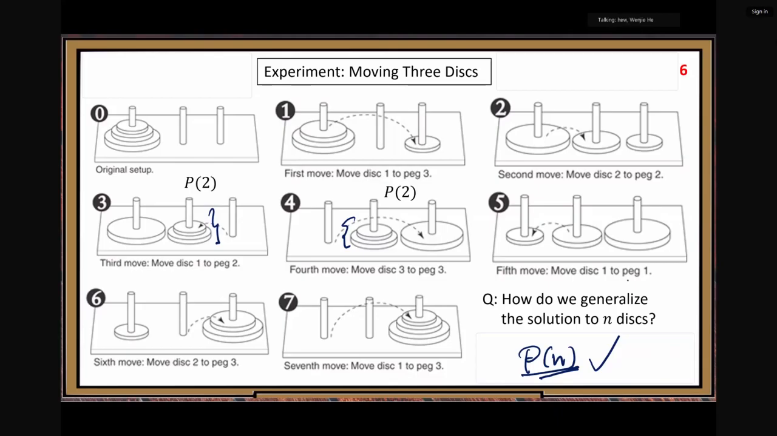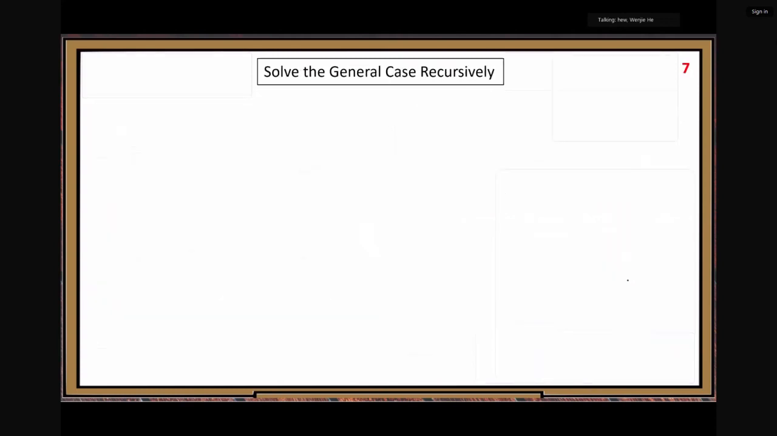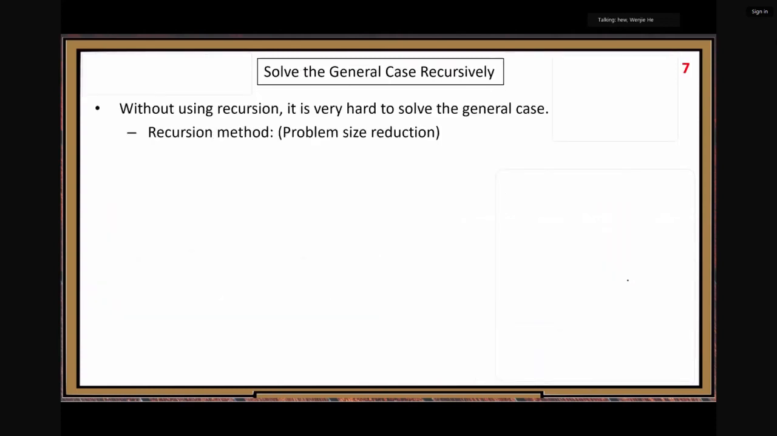By recursion. Why? Because P of n minus 1 is a recursive call, right? By recursion, eventually P of 1 will be available. You can use the recursion to understand why P of n minus 1 is available. By recursion, it is available. All right. Now, let's do the n disk problem.